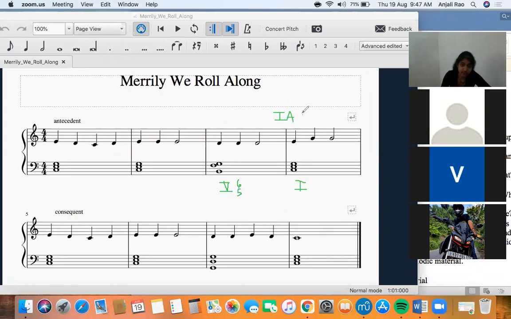Okay, imperfect authentic cadence. Okay, so I've got a cadence. I've got some harmonic motion. And I also do have a resting point at the end of these 4 bars. So this qualifies to be a phrase. Okay, and then my second phrase is again.